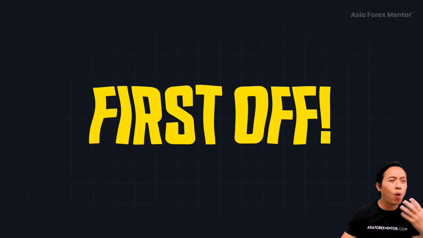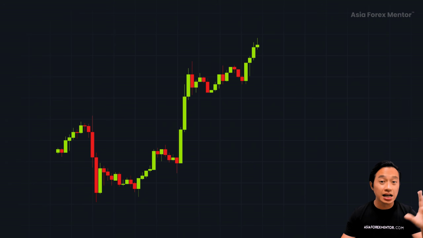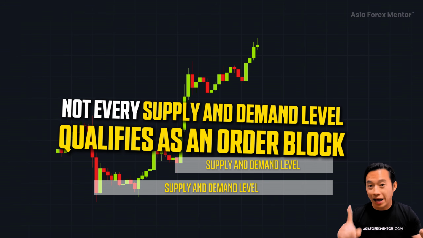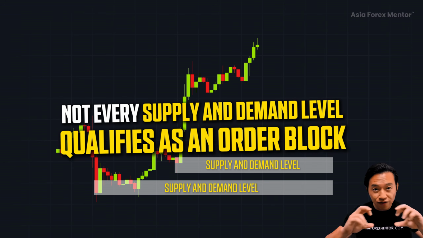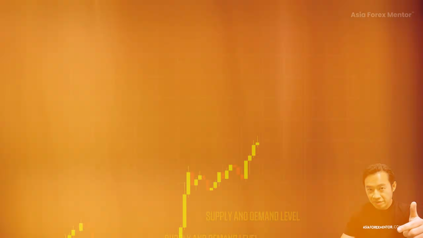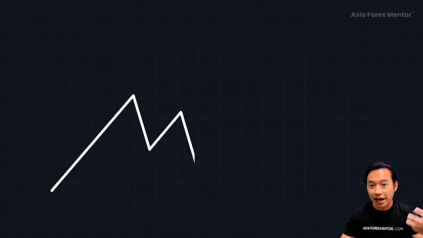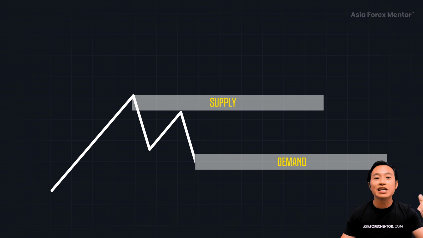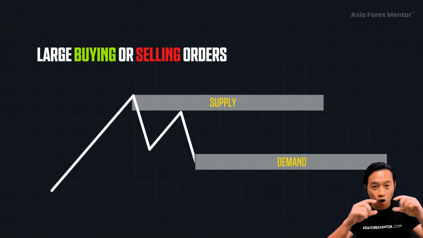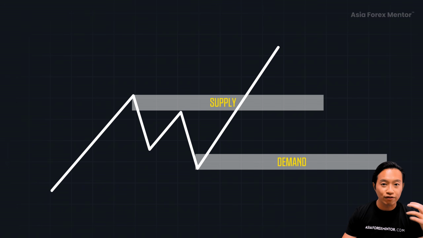Okay, so first off, what is an order block, right? An order block represents a supply or demand level, but not every supply or demand level qualifies as an order block. All right, so let me show you how. Every price level reaction leads to a formation of a supply or demand zone, right? So this indicates what? That the traders have executed large buying or selling orders at that area that leads to a strong price movement afterwards.